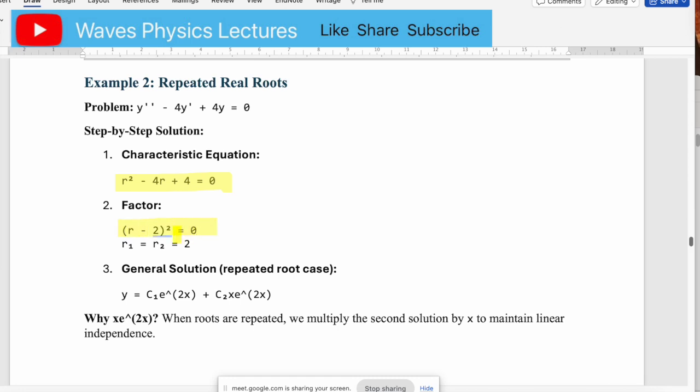Now you see here, its power is 2. That means it has to have two roots, right? Whatever is the power, it will have that many roots. So 2 is the power, so it will have two roots, but it is r minus 2 whole square. That means it will have two roots, r1 and r2 both are equal, which is equal to 2. That's it. Okay. So that means I can write down the same thing.